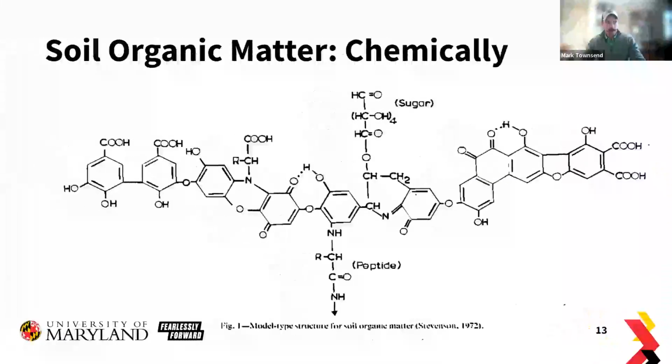Again, chemically, this is what organic matter roughly looks like. It's hard to say what it does and doesn't look like just because it's so variable. There are so many things that make up organic matter, but this is a really good rough estimation. However, look how complicated it is.